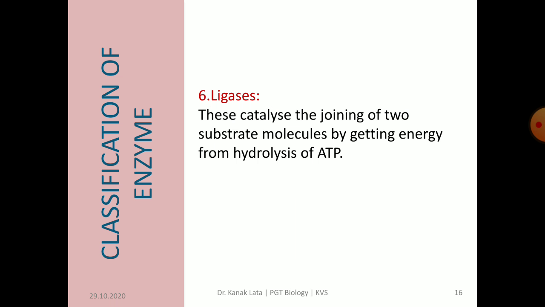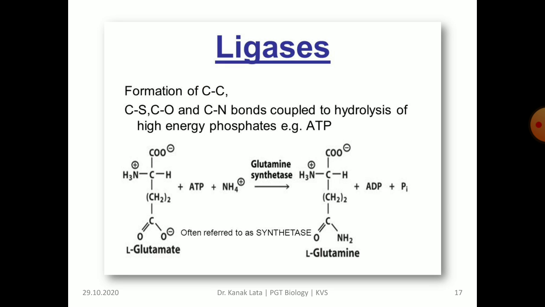Now the last class of enzyme is ligases. This enzyme catalyzes the joining of two substrate molecules by getting energy from hydrolysis of ATP, that is adenosine triphosphate. Here you may observe glutamine synthetase is responsible for addition of NH4 to L-glutamate, and finally L-glutamine is formed. Here you may see that there is hydrolysis of ATP into ADP and inorganic phosphate, that is Pi. ADP is adenosine diphosphate.